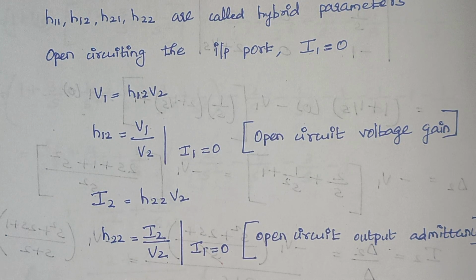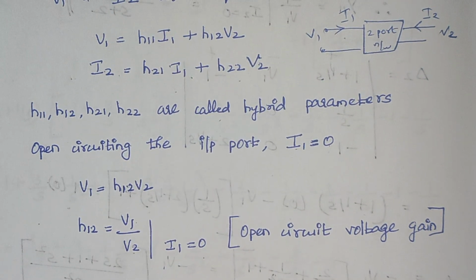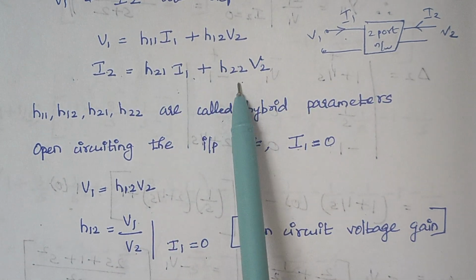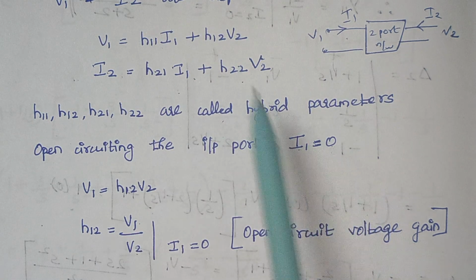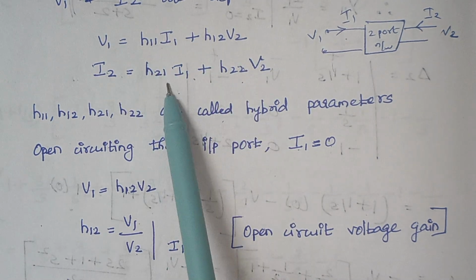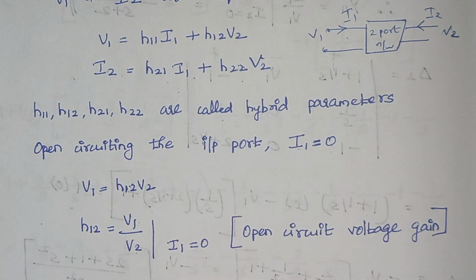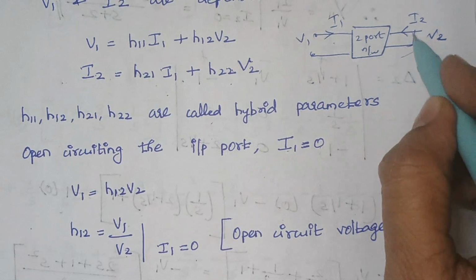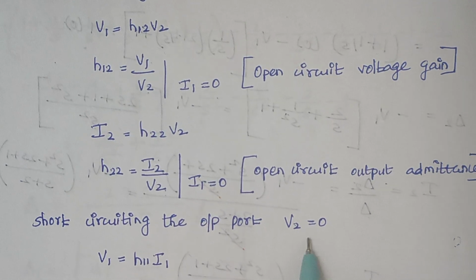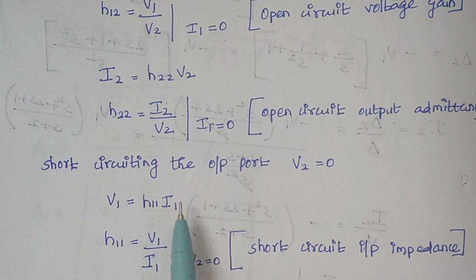Now we are going to find the remaining two parameters. Again look at the basic equation. First we made the value of I1 as 0 and we calculated H12 and H22. Now we are going to make V2 as 0 and we are going to calculate H11 and H21. This is done by short circuiting the output port. When this is short circuited, obviously the value of V2 is 0. So whenever V2 is made 0, our equation reduces to V1 is equal to H11 I1.